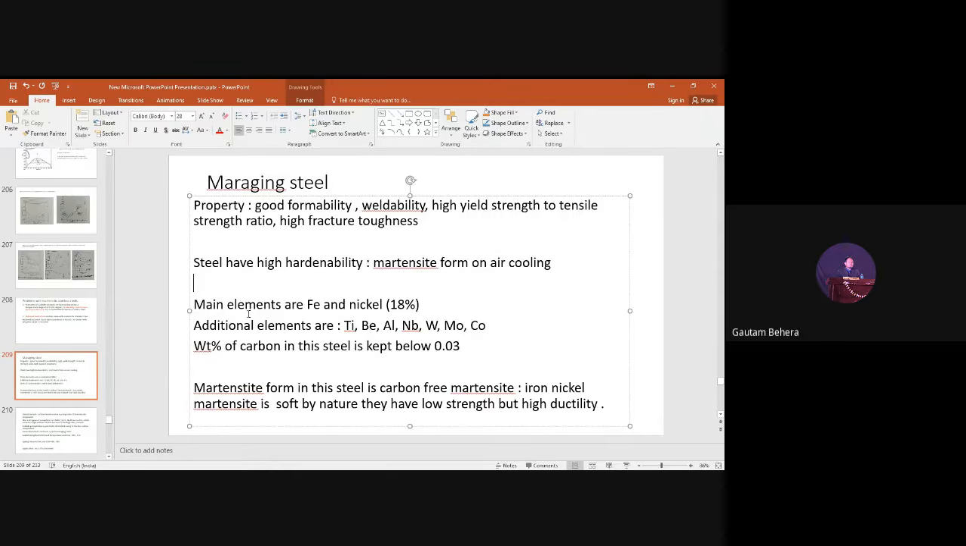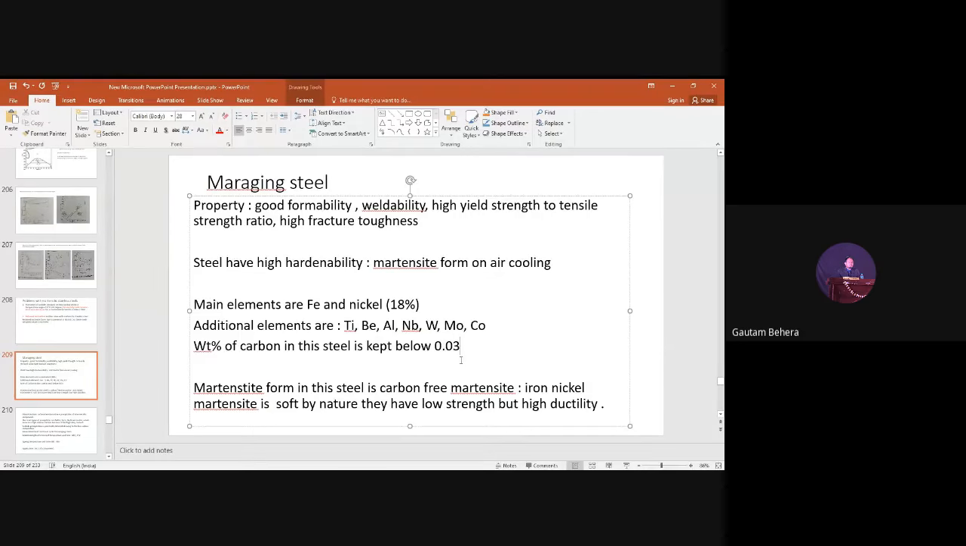Then what are the alloying elements in maraging steels? Obviously, it is a steel, so iron will be there, but the other important element is nickel. And what are other alloying elements? We can have titanium, beryllium, aluminum, niobium, tungsten, molybdenum, cobalt. So we can have a variety of maraging steels, but these are the major alloying elements present in it. And you have to remember, this is an interesting point here: the weight percentage of carbon in this steel is kept below 0.03, very low. So these are very low carbon steels. It should not exceed 0.03.